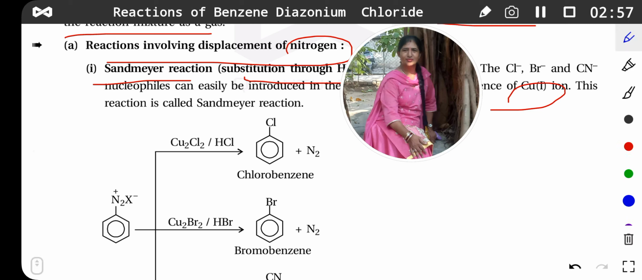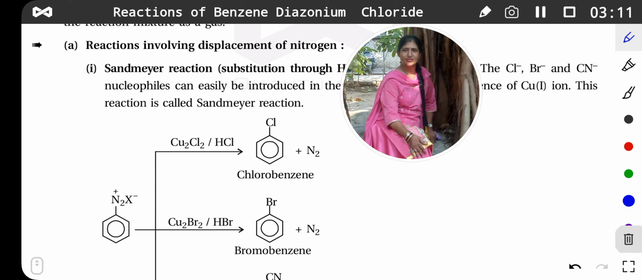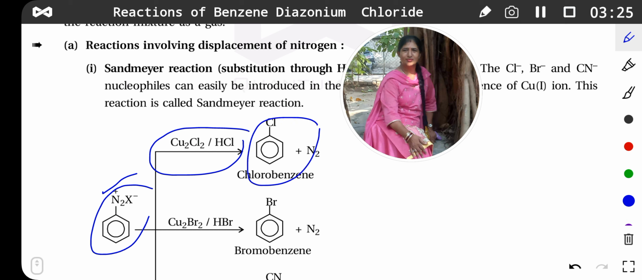See, this is your BDC. Just a minute, I am trying to write it. So here it is your BDC. And you can see, you are taking Cu2Cl2 in the presence of HCl, and from BDC, N2 leaves, and here chlorobenzene would be formed. And again here, in the presence of Cu2Br2 and HBr, bromobenzene would be formed.